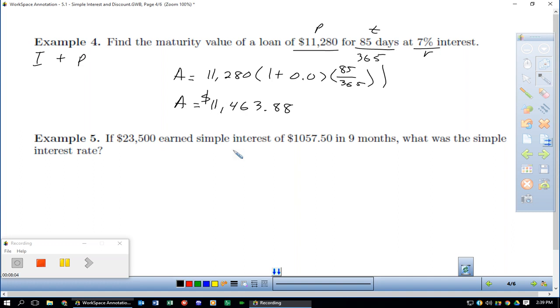Now, this didn't ask us for the interest, but if we did, we would take this amount right here, $11,463.88, subtract $11,280 from it, and that'd be our interest.